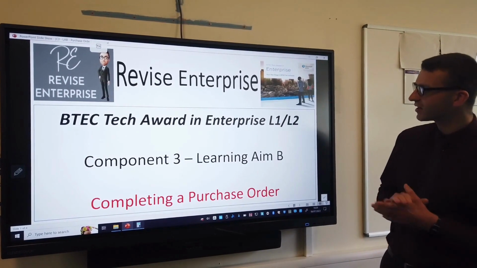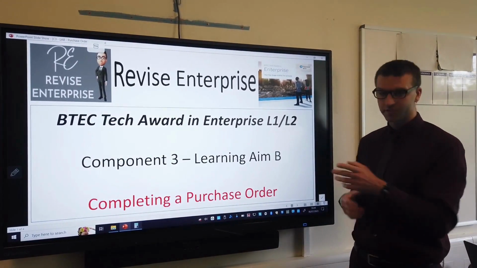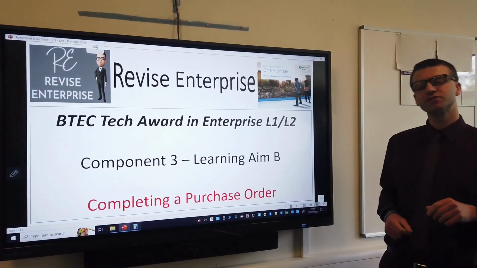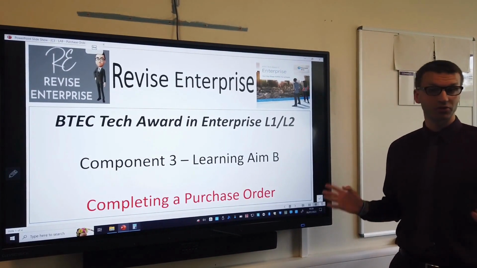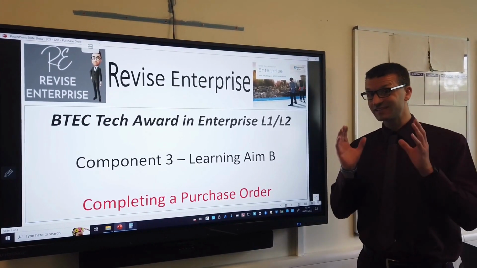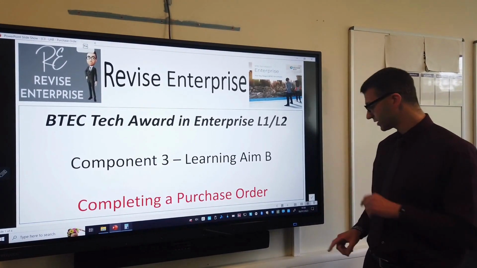Today we're helping BTEC Award in Enterprise Level 1 and 2 students with Component 3, which is your exam, and specifically today we're going to look at Learning B. We'll look at the concept today of completing a purchase order. So we're going to have a look today at a 5-mark exam question and see if we can get you guys 5 marks out of 5 on a purchase order question. So let's have a look at it together.